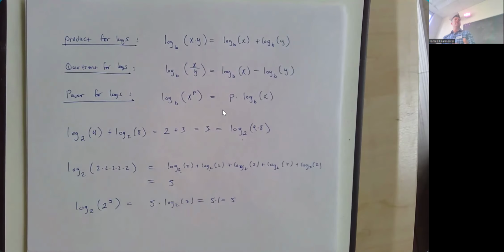So these are, again, not proofs that these rules work, but examples of them working. So that's how I was able to bring that 1/2 down: I had a power rule there.